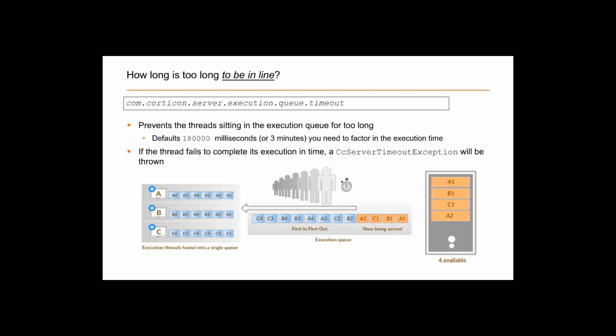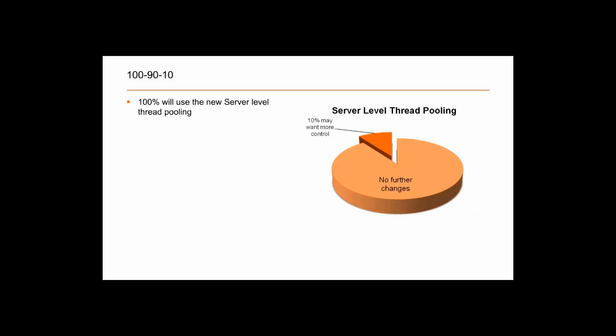The timeout period is configurable, but you need to factor in the execution time, not just the wait time, when changing this value. Server-level thread pooling will occur automatically for 100% of our customers in Corticon 5.5. For 90% of those customers, no additional configuration will be needed. We estimate that less than 10% may want additional control over the queue.